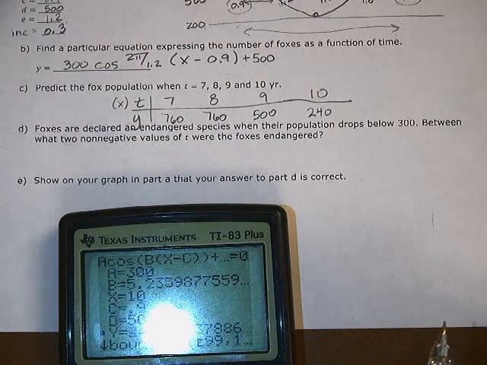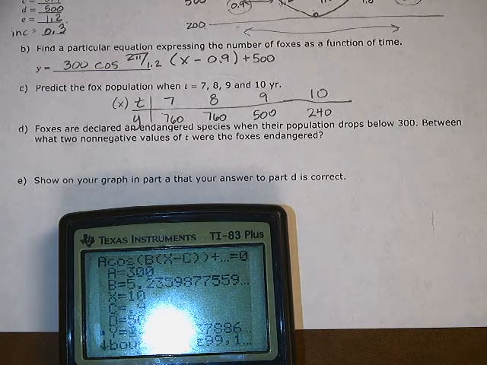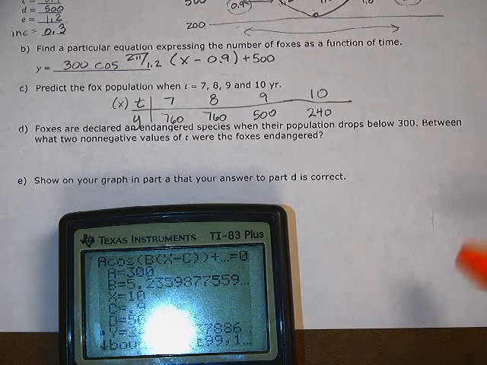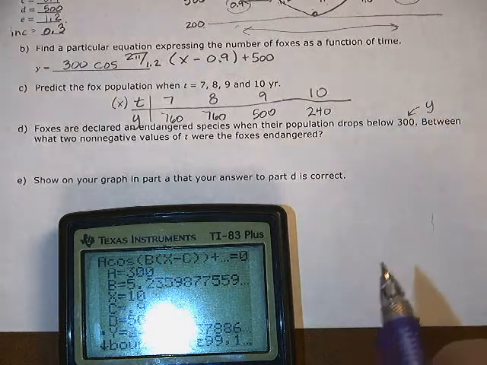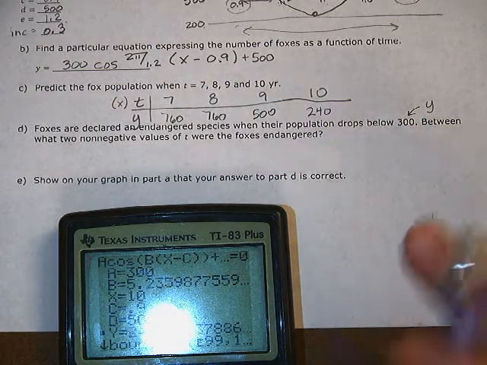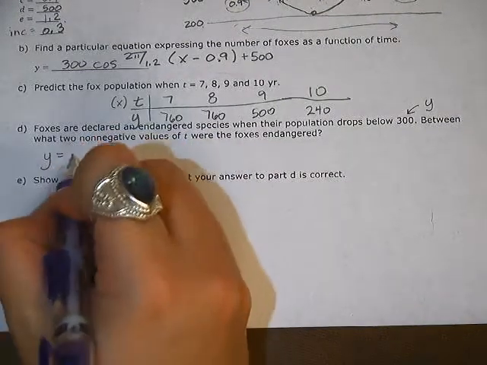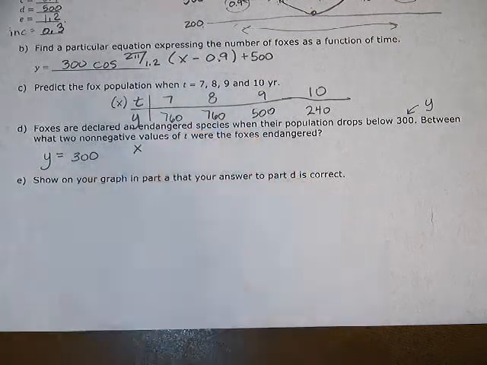So that's part C complete. Part D. It says foxes are declared an endangered species when their population drops below 300. So I want to look on my graph at where that happens. Now, the population, that means this number we're looking at is y, and we want to find the t values or the x values there. So I'm going to just make myself a little note. I want to know where y is 300. I want to know what the x values are.